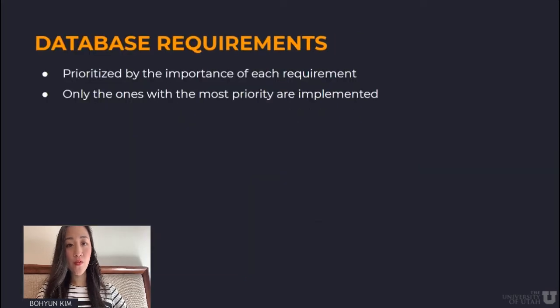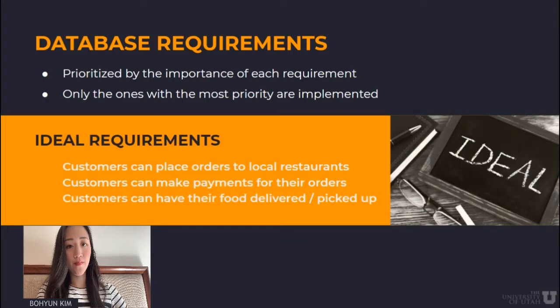For the scope of our project, we prioritized each database requirement by importance. We implemented only the following 3 requirements with the most priority to our database model. Customers can place orders to local restaurants. Customers can make payments for their orders. And customers can choose to have their food delivered or picked up. So based on these ideal requirements, we create our conceptual model, logical model, and physical model for the database.